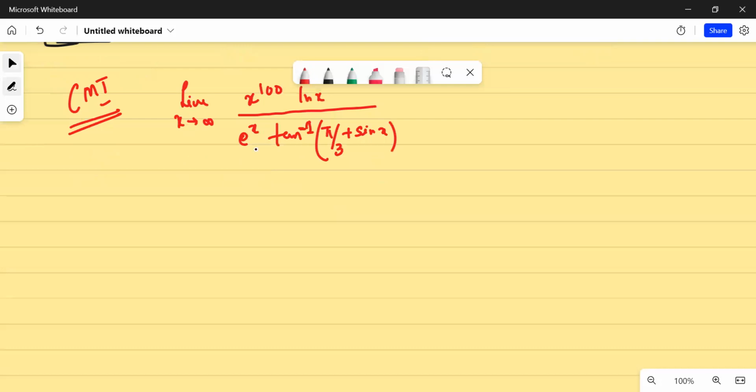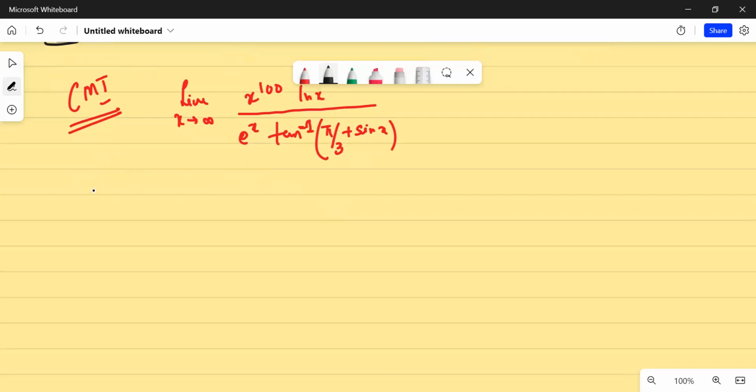If you remember something from your inverse trigonometry, always remember that for all x belonging to R, tan inverse x, whatsoever it may be, will always lie between minus pi by 2 and plus pi by 2. For any real value you take, tan inverse will always lie between minus pi by 2 and plus pi by 2. Is that clear? Yes, sir. Okay, this is very much clear.